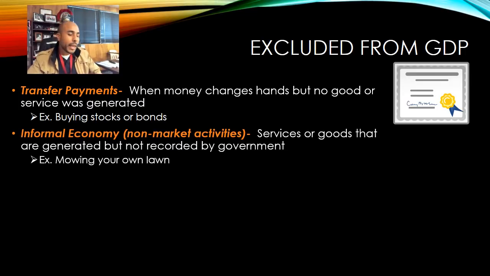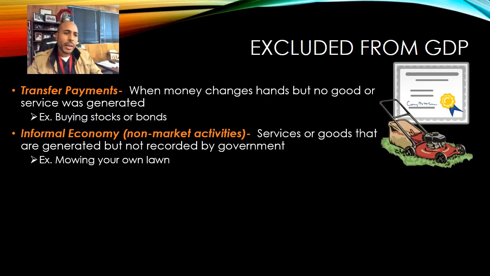Now, something else that we really can't count in our GDP, even though we are creating goods and services, is the informal economy. Goods or services that are generated but not recorded by the government. Like for example, if you mow your own lawn this weekend, I'm pretty sure the government's not going to know that unless you report it to them, and I don't see why you would. So we can't really keep track of the informal economy, things that people do for themselves or things that you do for your neighbors.